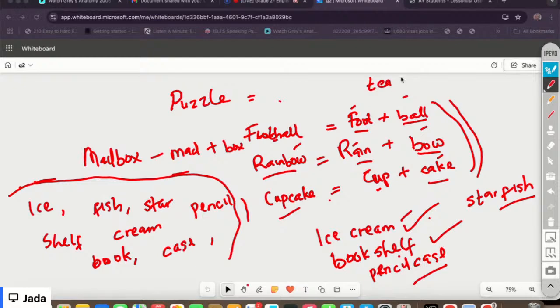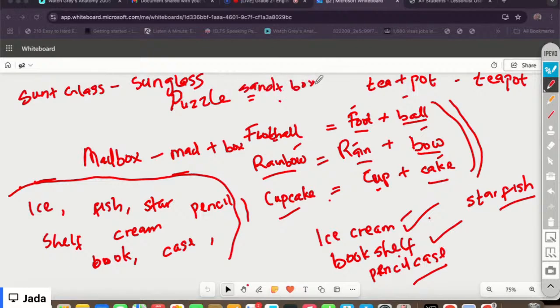For example, we also have tea plus pot, which is teapot. So if you have more compound words, you can share with us. They are very fun ways to create new words, okay? So you can share some compound words if you know them. We also have sun plus glass. We have sunglass. So you see, that's a compound word. We have sand plus box. We have sandbox. So all these are compound words.